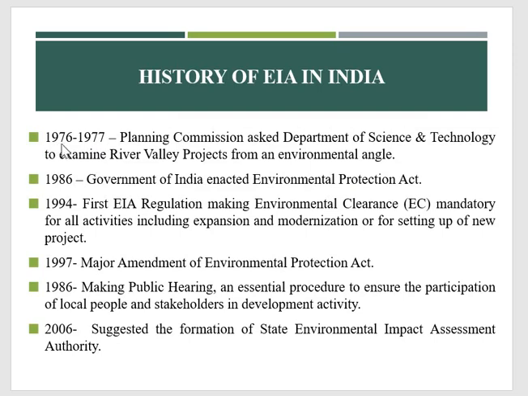So it started from 1976 to 1977, and during that time, the Planning Commission asked the Department of Science and Technology to examine river valley projects from an environmental angle. So in the following years, what are the steps we have taken to protect the environment while setting up new projects?